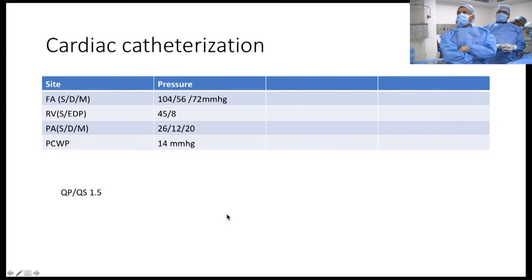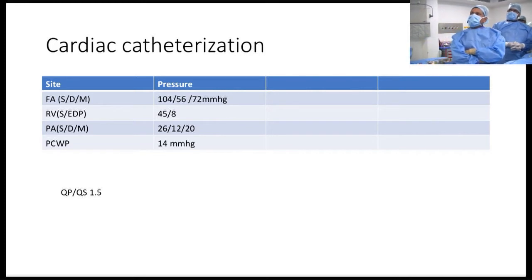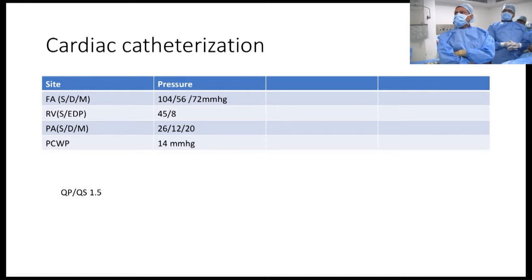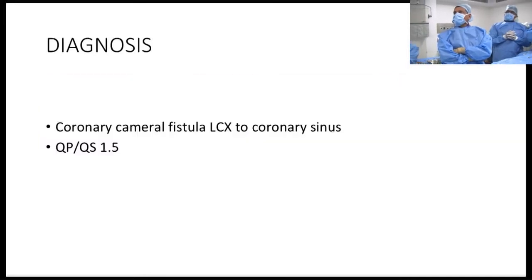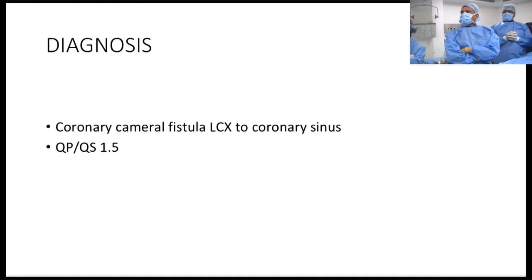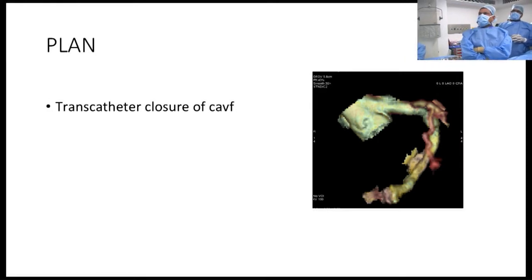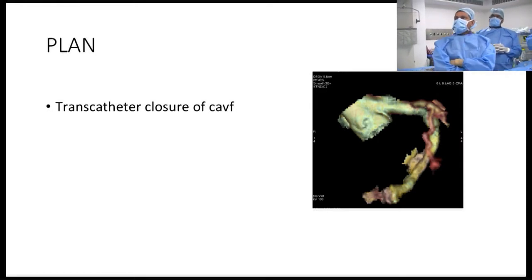We have done a prior cardiac catheterization, which showed the gradient across the pulmonary valve is 20. Blood pressure 104/56, PA pressure with a mean of 72, and Qp/Qs, which is most important, is 1.5. So our diagnosis is a coronary cameral fistula from circumflex to coronary sinus with a Qp/Qs of 1.5. Our plan was to go and do the transcatheter closure of the coronary AV fistula.